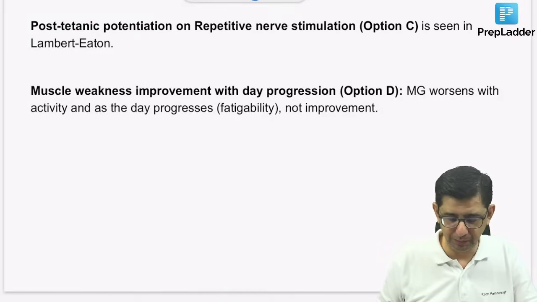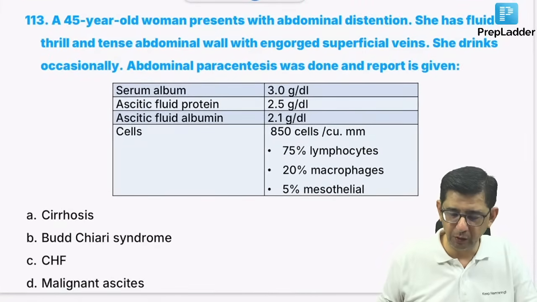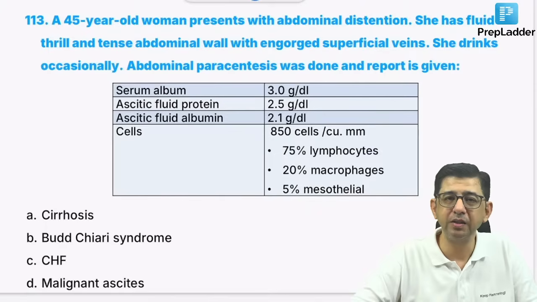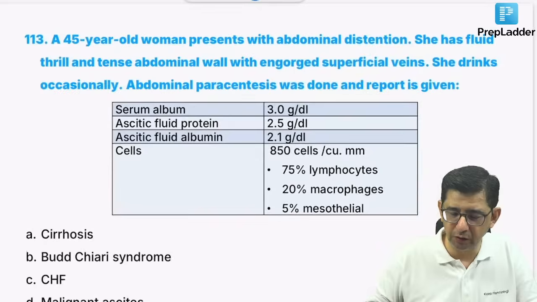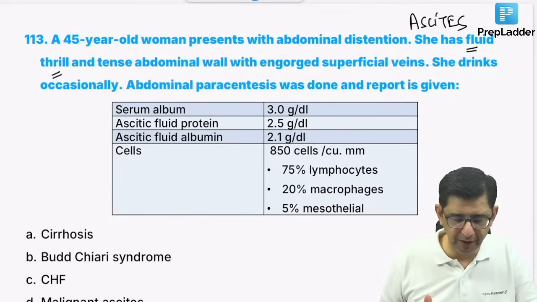Let's move on to the next one. This is a 45-year-old woman. She presents with abdominal distension, and there is a tense abdominal wall and engorged superficial veins. Since he's mentioning the word fluid thrill, it means there is ascites present in the patient, and abdominal paracentesis has been done in this lady as well.